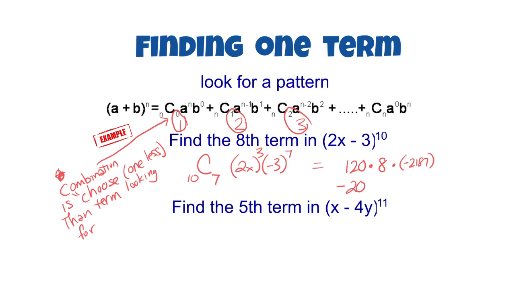Now, notice also the way the question is worded this time. It says find the 8th term. So the 8th term actually includes the variable. The last question was find the coefficient. If I want you to find the 8th term, it's this, and then my x is to the 3rd power. So include the variable in this.